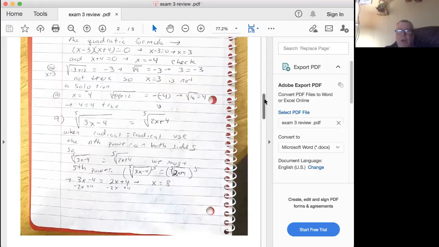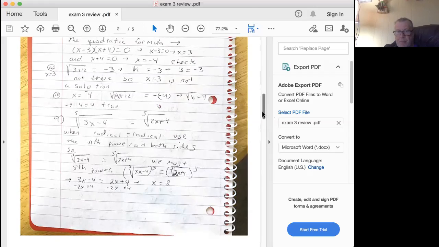When we have a radical equal to a radical, whatever the index is, we power it with that index. So this is the index of 5, so we're going to fifth power both sides. Fifth powering both sides cancels out the fifth roots, and it gives us 3x minus 4 equals 2x plus 4. We're going to subtract 2x from both sides and add 4 to both sides, and this gives us x equals 8.